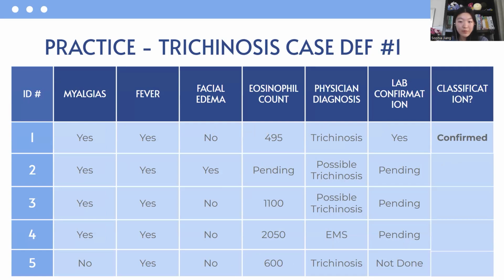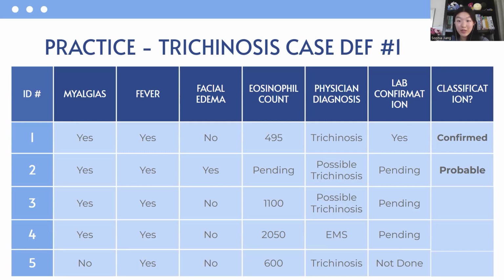For the second one, take a moment to read through it. The classification would be probable, because the lab confirmation is pending, so we don't have a clear yes on that, so it can't be confirmed. But we can take a look at the symptoms. Even though we have the eosinophil count as pending, we already have 3 of the 4 symptoms present, so probable. Now read the next one.